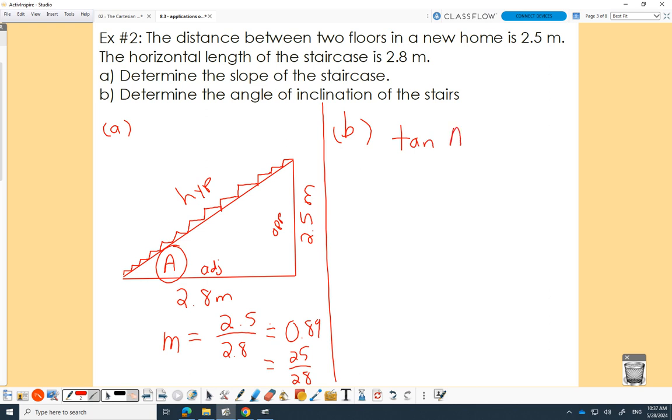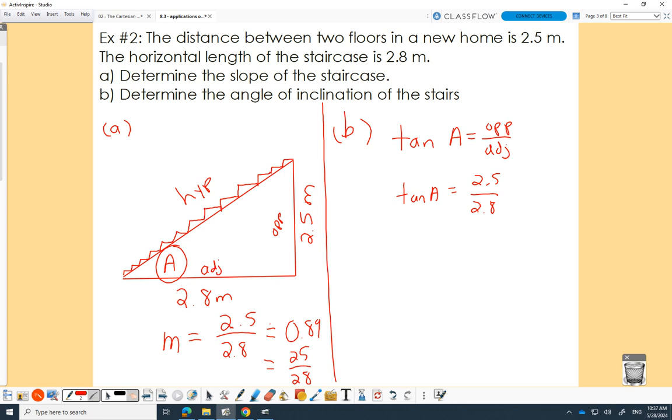Tan of A is opposite over adjacent. Tan of A is 2.5 over 2.8. And it happens every year, friends. During the test, someone raised their hand and said, "Mr. Todd, I can't find the A on my calculator." And I'm like, I know.